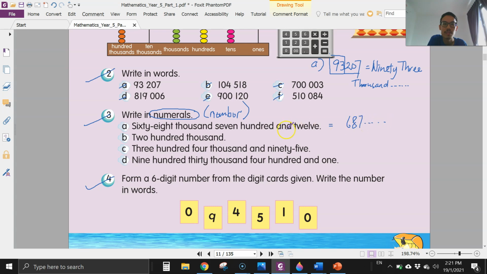Okay, and then number 4, you have to form a 6-digit number from the cards. Okay, like what we did just now. So we just form any 6-digit number. Okay, the first card cannot be 0 ya. Card pertama tidak boleh kosong, right? Cannot start the number with 0. There's no value if you put the 0 in front. Okay, and then write the number in words.